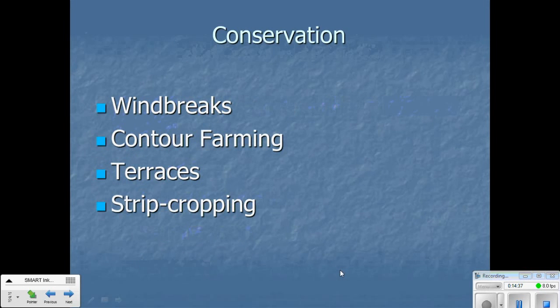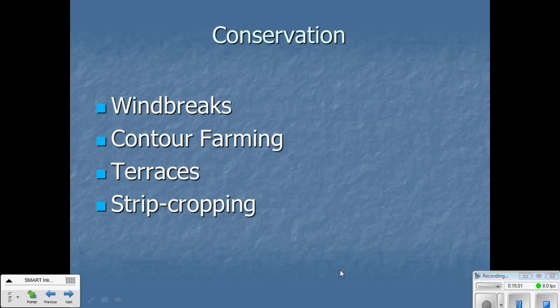Some things that we can do to conserve soil. Windbreaks are installed just to block the wind from blowing onto the surface and moving the particles away. Contour farming is using the landscape of the land the way it is without trying to change it. You don't want to flatten it out in order to make nice flat fields. You're just going to use it the way that it is.